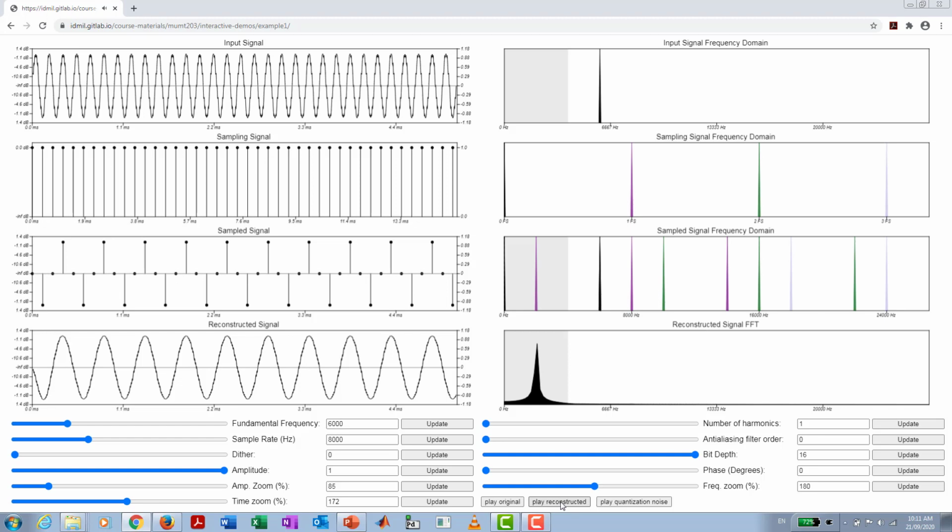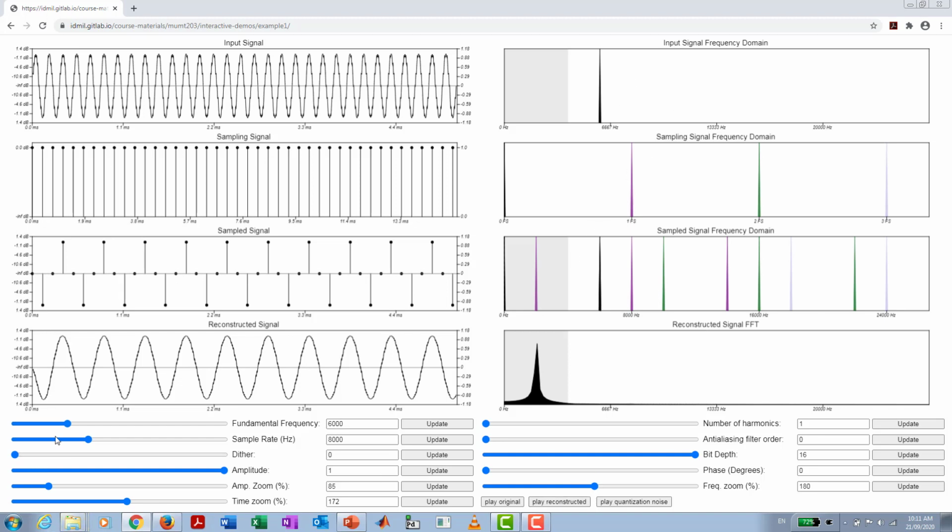And now the reconstructed will be 2,000. Right? So that's the problem with aliasing. It means if you don't know that your original signal was 6,000 and you just see the output, you can't tell whether the original was actually 2,000, or actually 6,000, or it could be actually a much higher frequency.